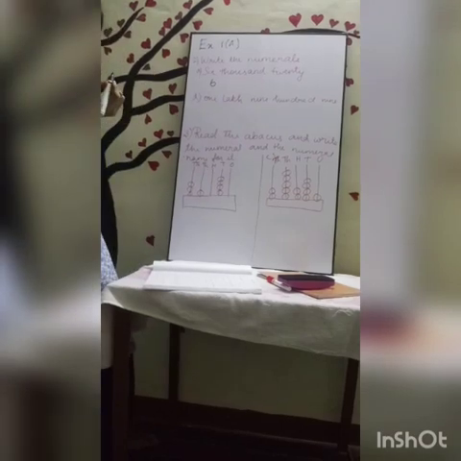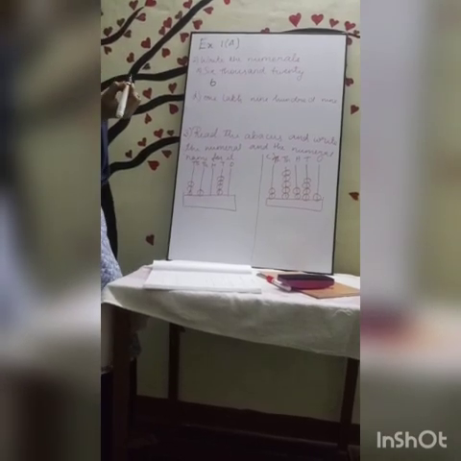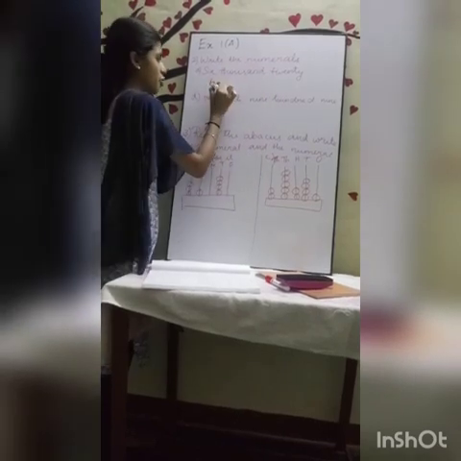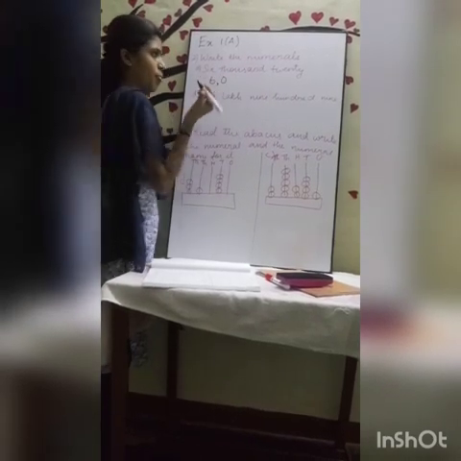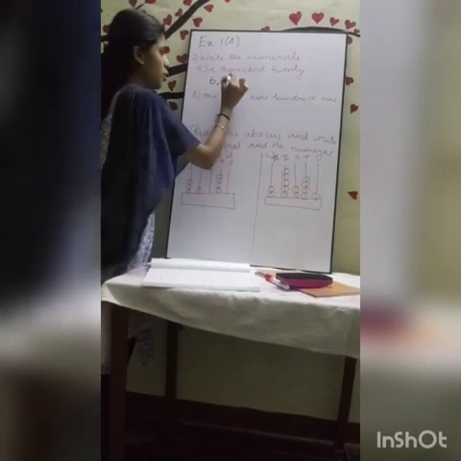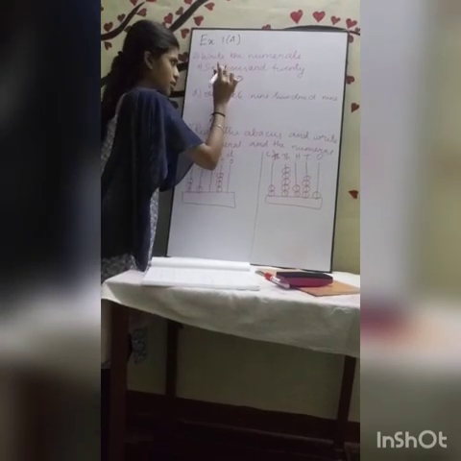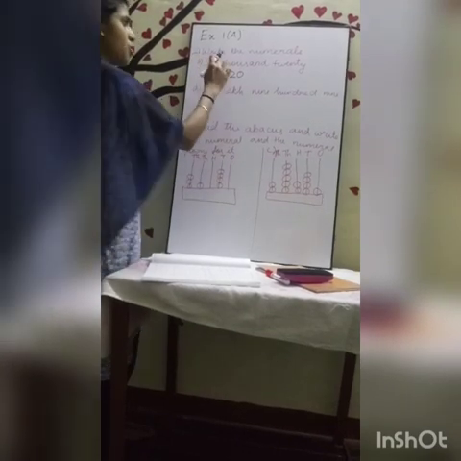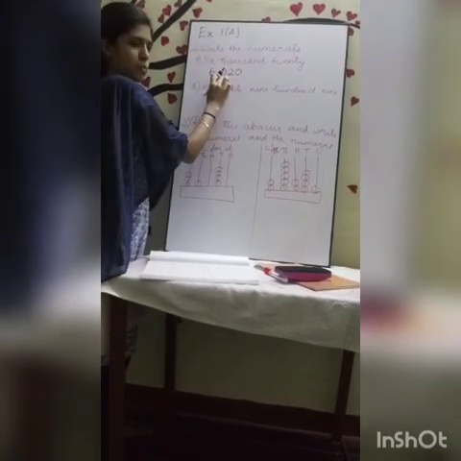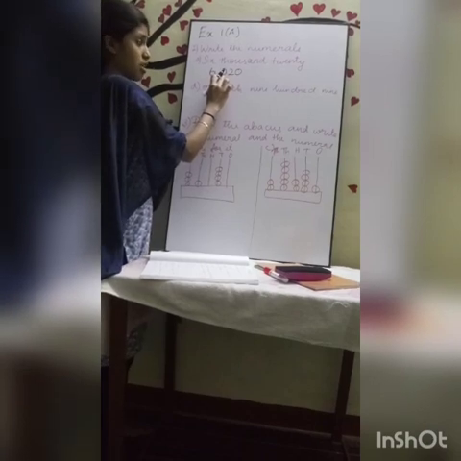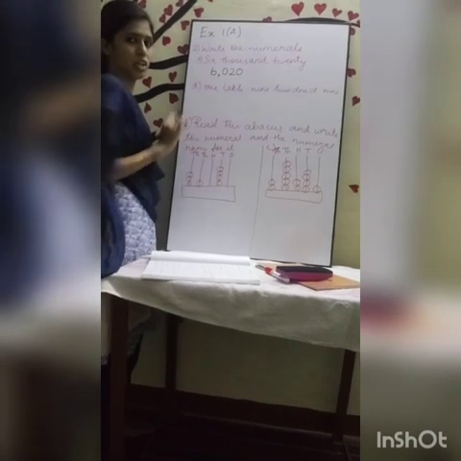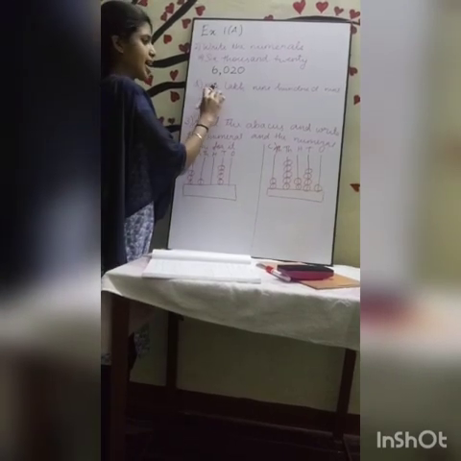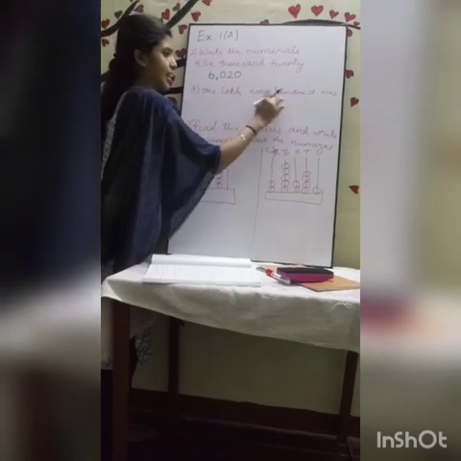After 1,000, what is needed? Hundreds. Are hundreds there? No. So I am writing 0 for 100 place. Next, 20. That's all. After that, are there any other place values? No. So first is 6,000, then 100 place is 0, so I am putting 0, then 20, 6,020. Okay, next. It starts from lakh, like one lakh nine thousand nine hundred.